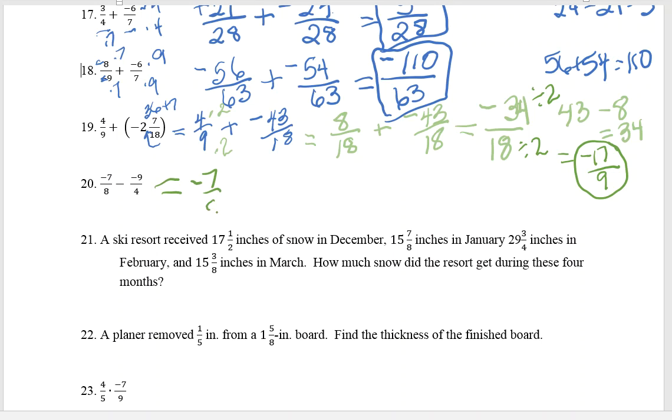Negative 7/8. We're going to change the subtraction to an addition, which is legal as long as I take the second and I also change it. So my negative 9/4 is going to go to a positive 9/4. Now I'm halfway there. I need to get these bottoms to be the same. I notice that if I double the 4, or I multiply it by 2, it will become the 8.